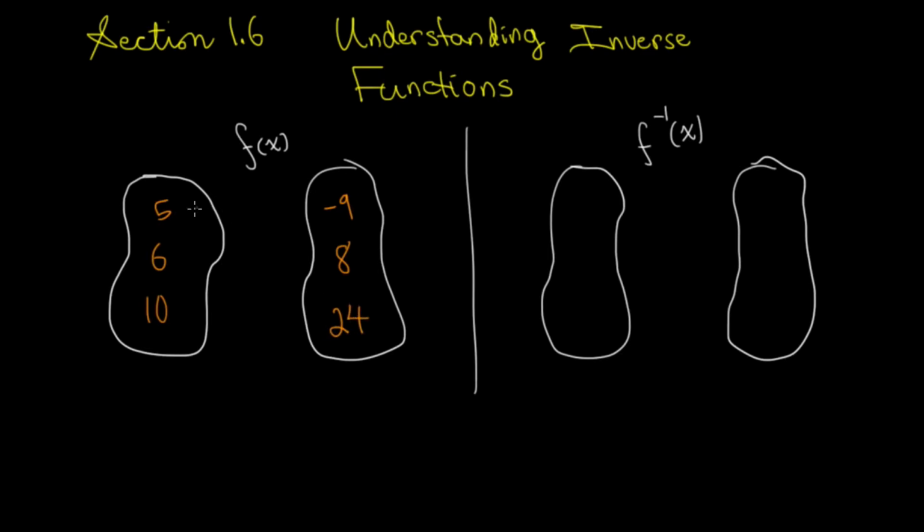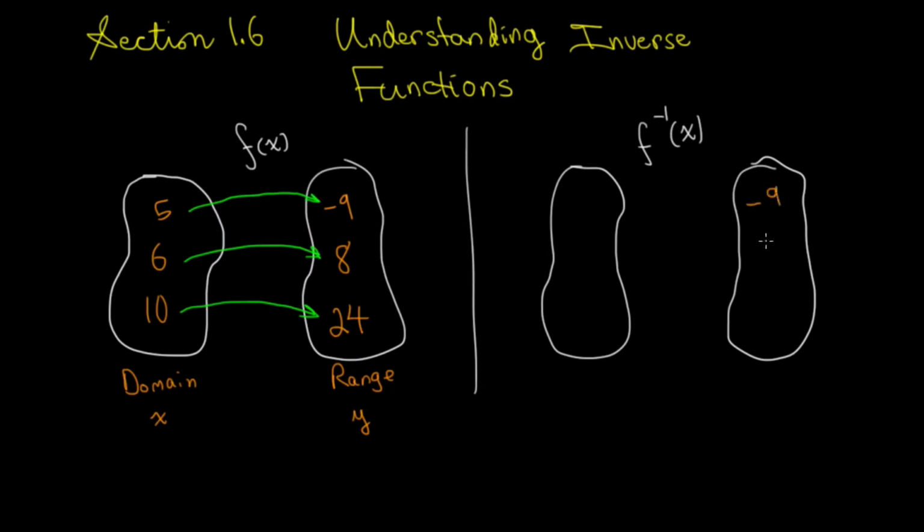Okay, so with f of x, this is the domain, or x, and this is the range, or y. So you take an input x, and you get an output. You get an input, you get an output, input, output. When you have the inverse of x, this all changes.